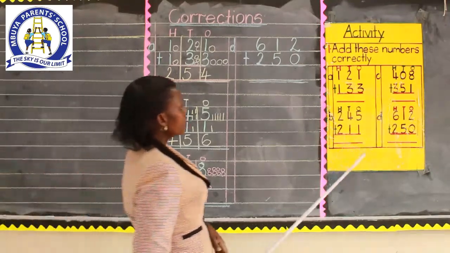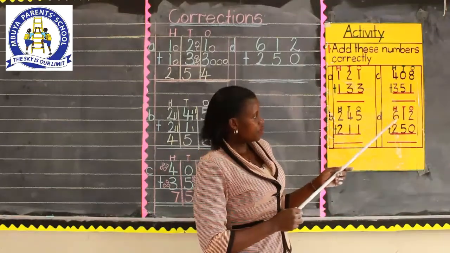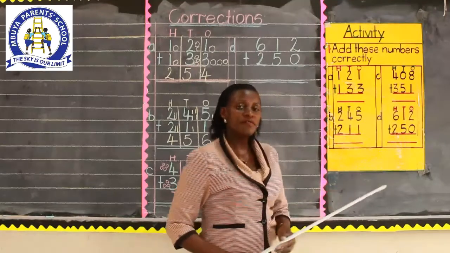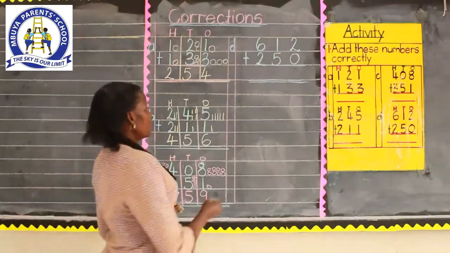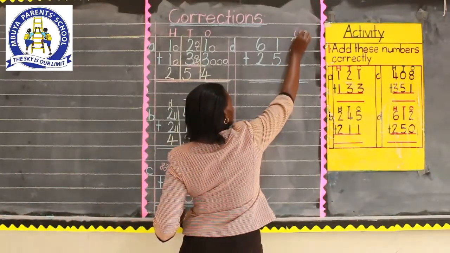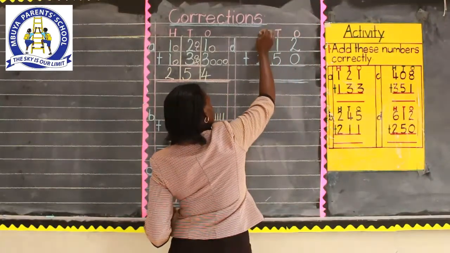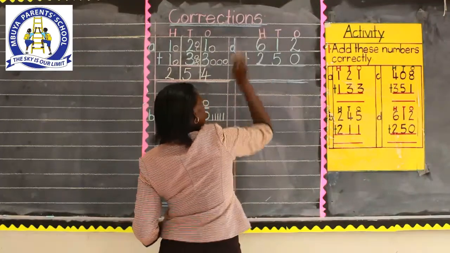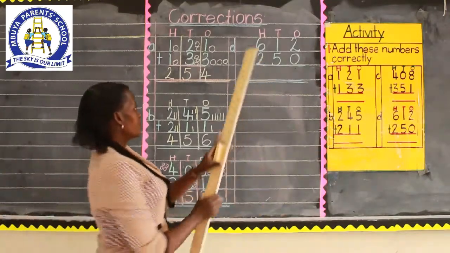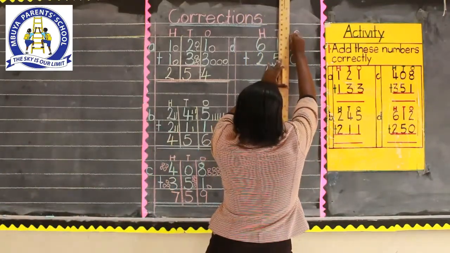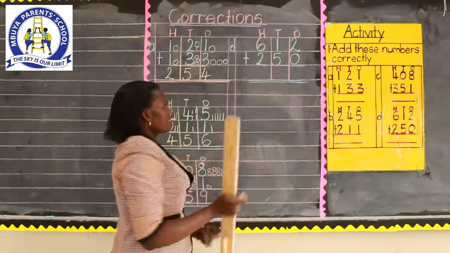Let's go to our last number, or the last part. 612 plus 250. Which is here. Good. Give the numbers place values. Ones with the O, tens with the T, then hundreds having H to represent hundreds. After that, we separate the place values, just like I'm doing. And I believe you also did the same.